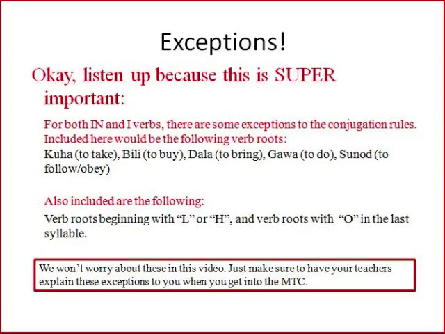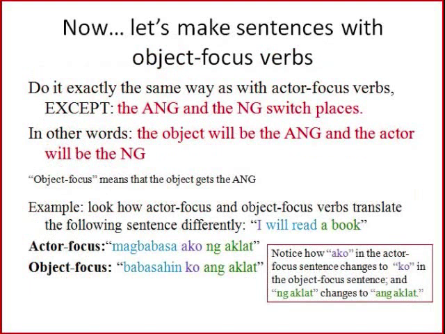But just be aware that there are some verbs that are conjugated a little differently. And when you get into the MTC, just make sure your teachers explain the exceptions to you because they are important. Okay, now that we know how to conjugate IN and I verbs, let's try making sentences with them. Remember that these verbs are object focus, and remember that the object is the thing in the sentence that is verbed. For example, if I throw a ball, the ball is the object because it was thrown.